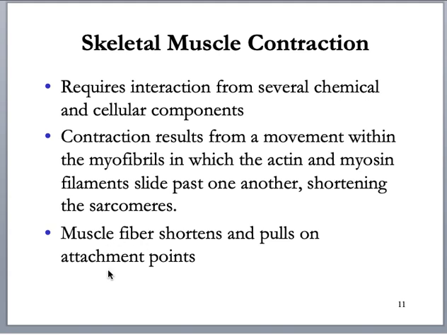When all of those sarcomeres, so those myofibrils are made up of repeating sarcomeres, which are the functional units, when all of those sarcomeres contract, the overall length of the muscle fiber will shorten. And because muscle organs are connected to bone by tendons, it pulls on those attachment sites and you get movement of the skeleton.